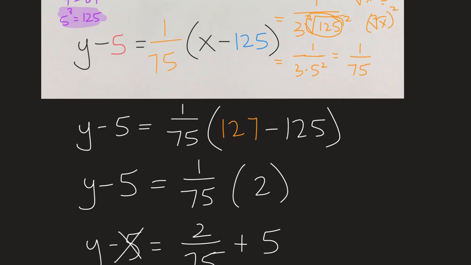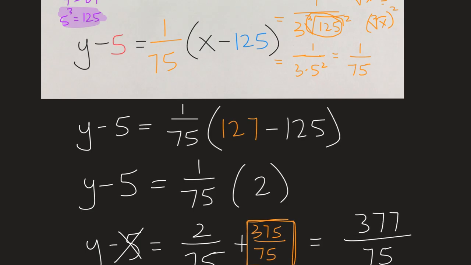Okay, so if I want to really figure this out, I need to write 5 as something over 75. So let's see, 5 times 75 is... now that my denominators are the same, I can add these together to get 377 divided by 75. Right, and that's an exact value, so you can put that into your calculator to make it into a decimal. But that is what the cube root of 127 is approximately equal to, that fraction, which is probably 5.000 something, pretty close to what it actually is going to be.